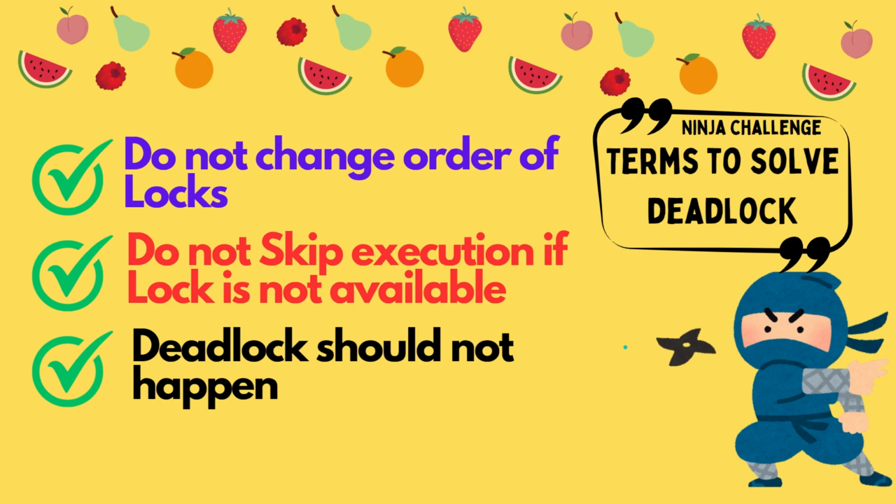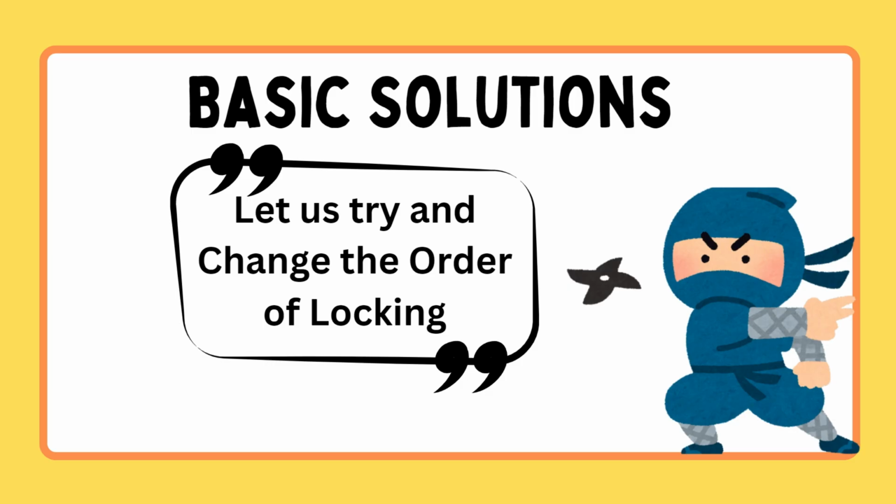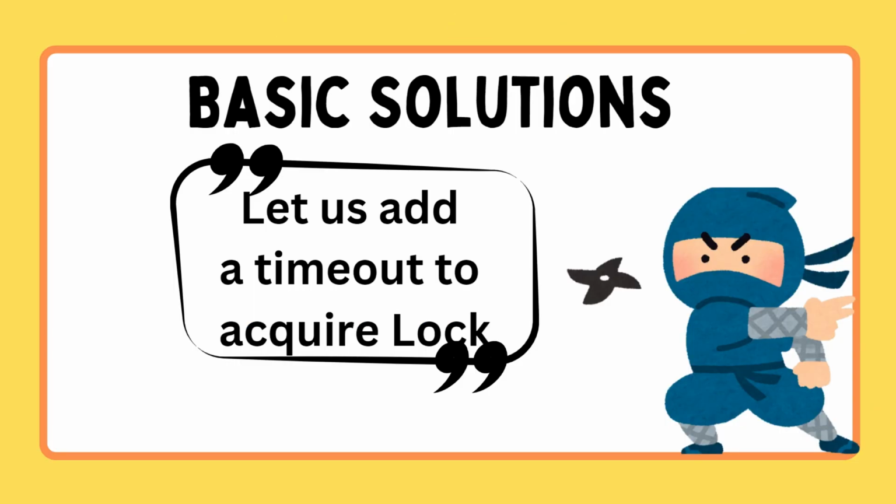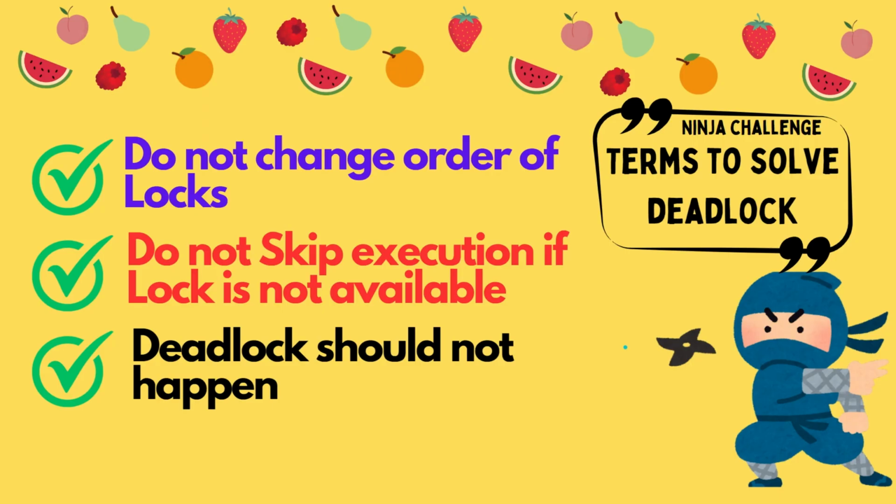Now let us try to think about a few basic solutions here. First is to change the order of locks, like thread 2 acquires the lock on resource 1 first and later on resource 2. But that will not satisfy our first requirement, so this approach cannot be used. Another approach could be having a timeout while trying to acquire the lock. After that timeout, it will not try to get the lock and skip over. But with this, the second requirement will not be fulfilled, where we need to make sure that the complete code is executed. So how can we resolve this deadlock situation?